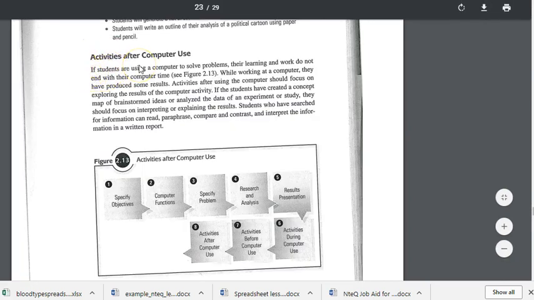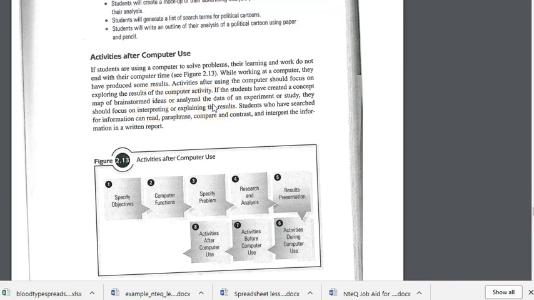Okay, our 8th step is the activities after the computer use, and this to me is key. While working at a computer, the students have produced some type of results. Activities after using the computer should focus on exploring those results of the computer activity. If the students have created a concept map or brainstormed ideas or analyzed the data of an experiment or study, then they need to focus on interpreting and explaining those results. Students who've searched for information, they could actually take the time to read, paraphrase, compare, contrast, and interpret that information for their written report.